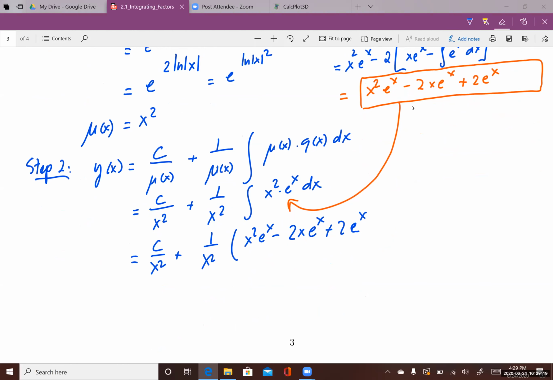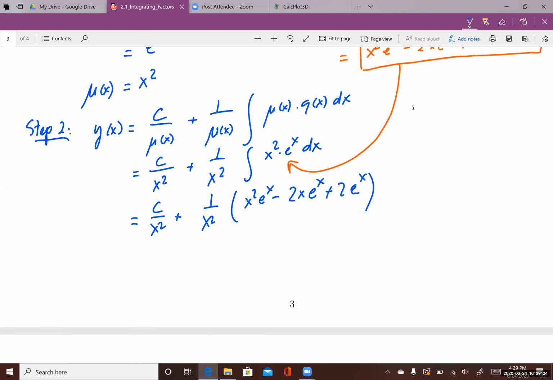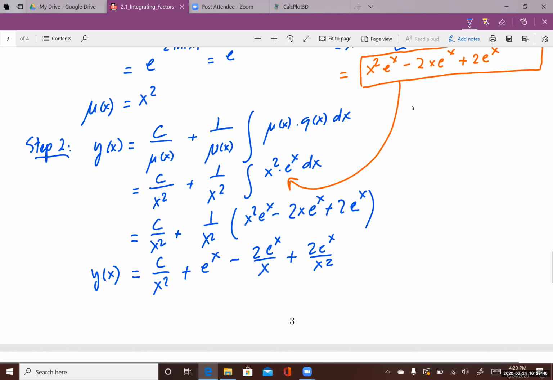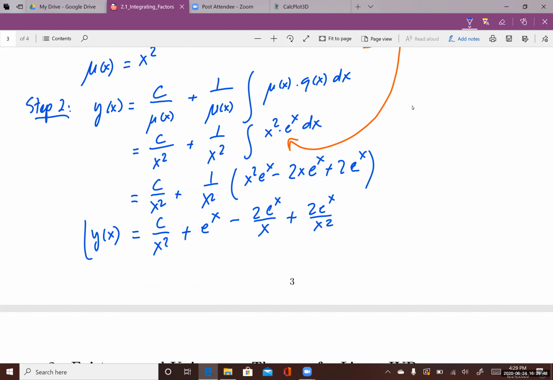All right. Now, I can do some simplifications, right? So the next step is just c over x squared plus e to the x minus 2 e to the x over x plus 2 e to the x over x squared. This is y of x. So then this is the general solution to this differential equation.